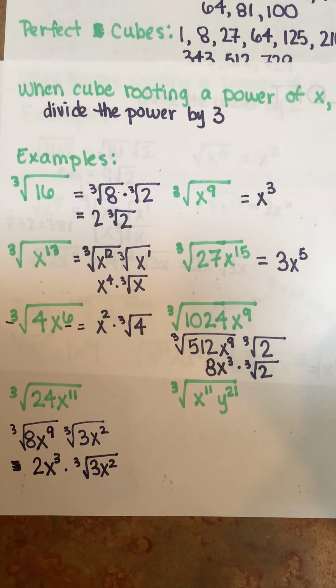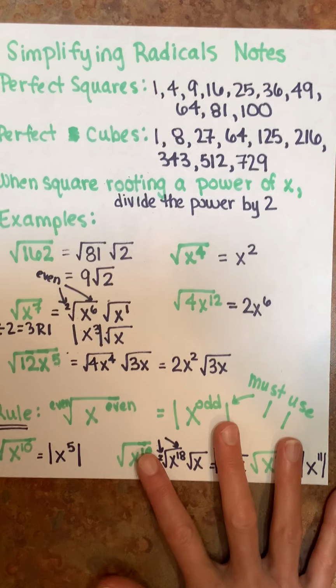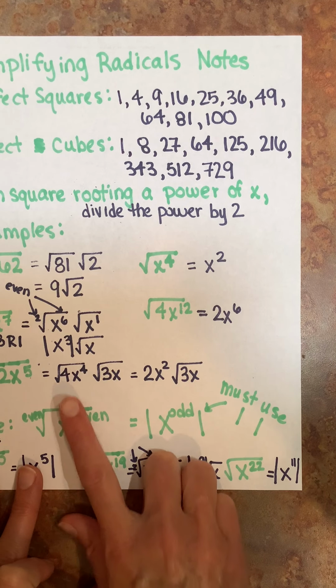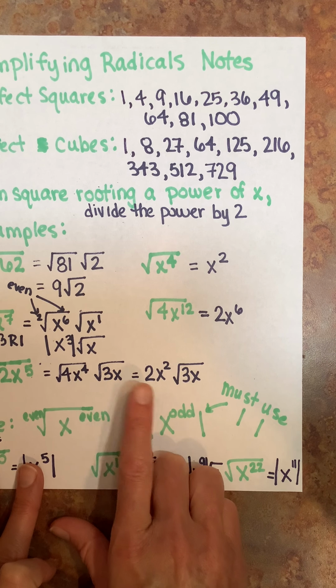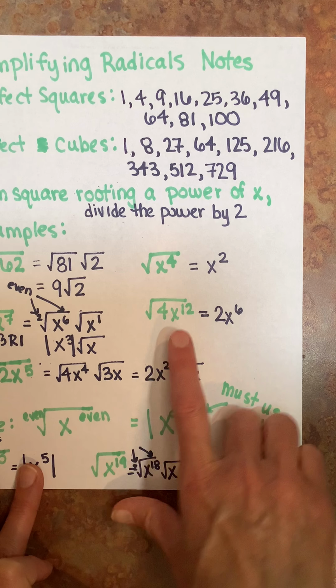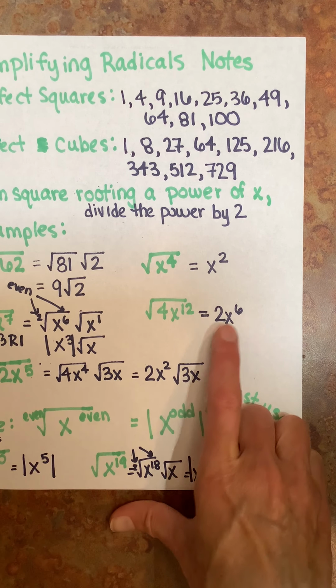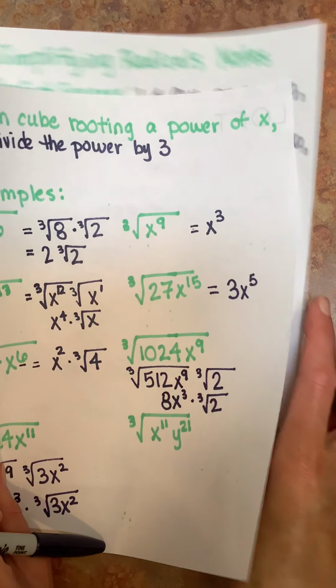What do we do when we square root, like we did on the front page of the notes? Let's go back to one of those real quick. What do we do when we square root? We square root the coefficient and divide the exponent by 2. Back to our last one.